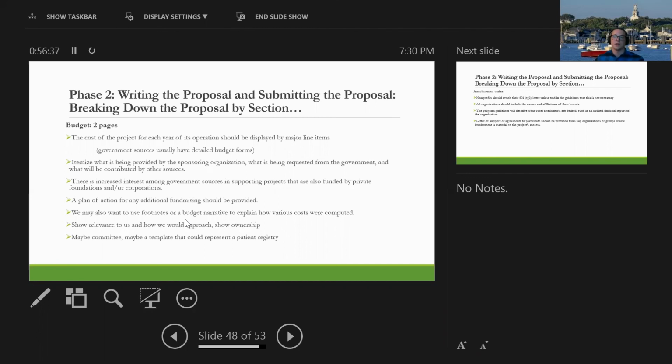Do not just say we need 10 tables. 10 tables cost $500. Explain how you got that $500. Include an extra column, at the very least. Any type of narrative within your budget is important. Coming back up top, a plan of action for any additional fundraising should be provided.